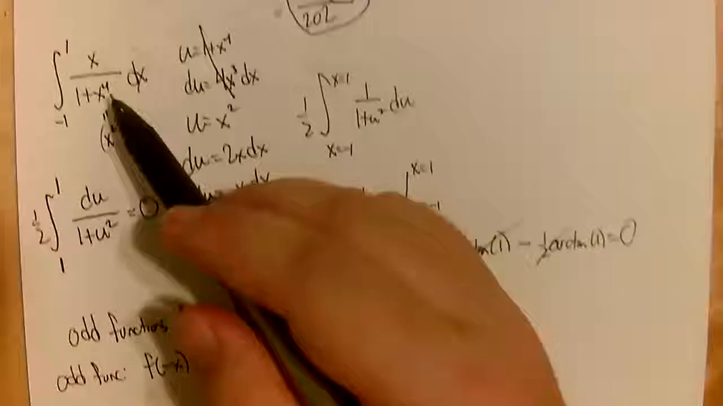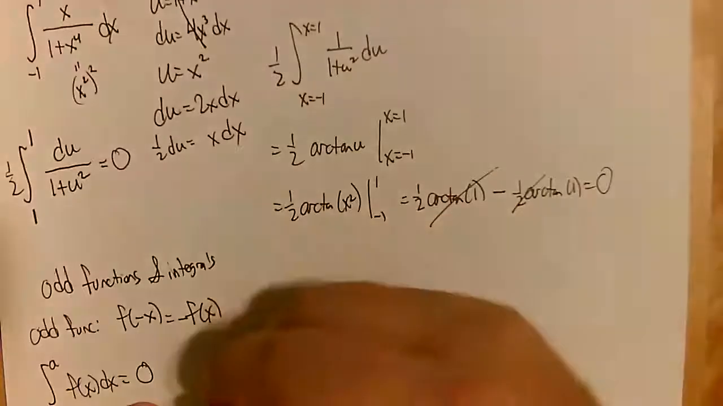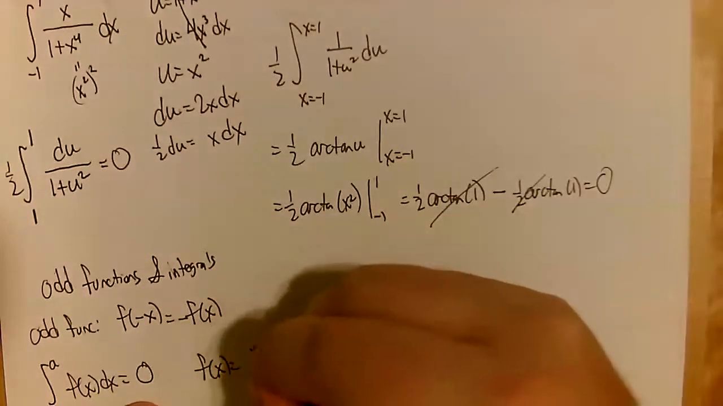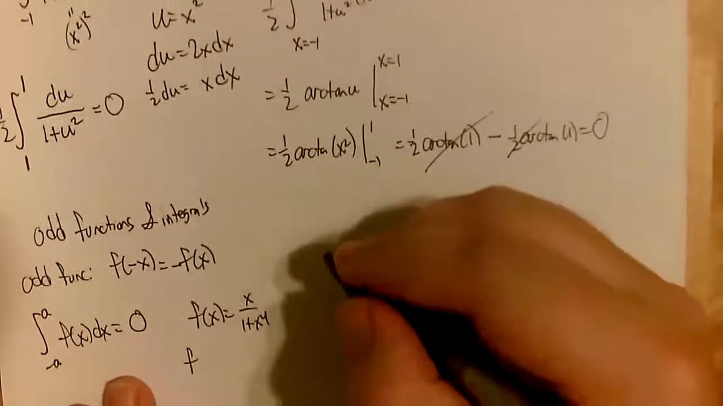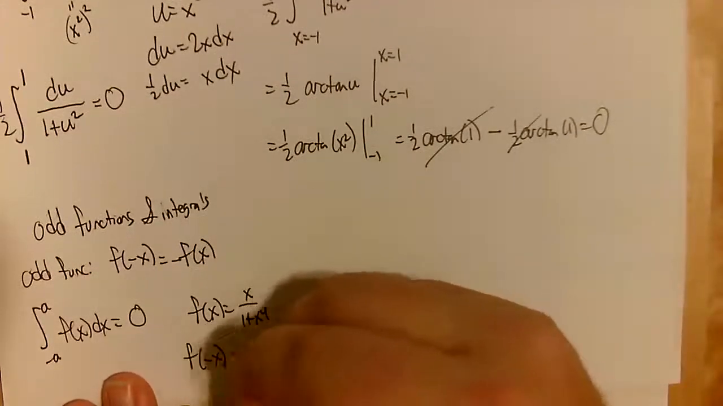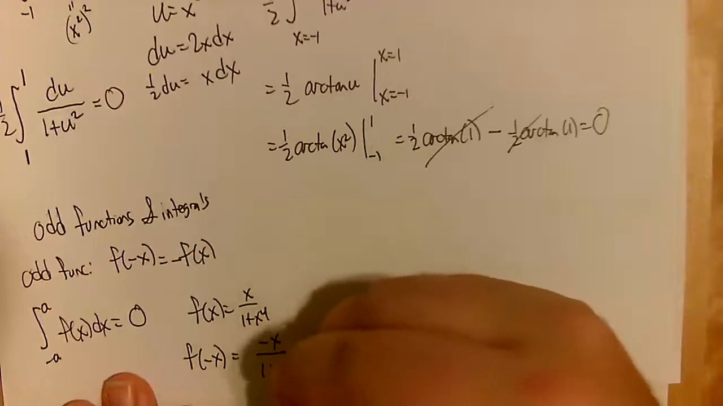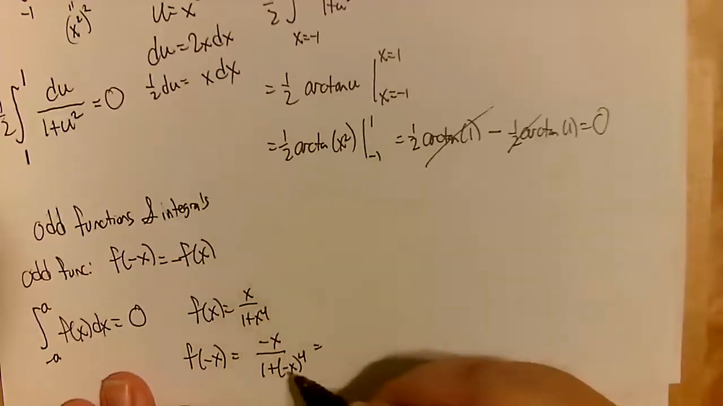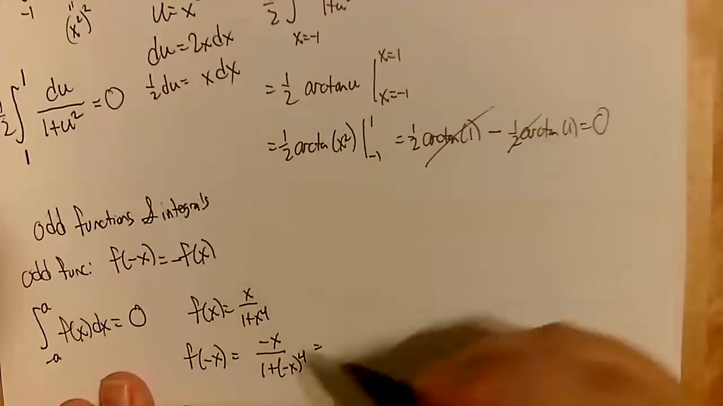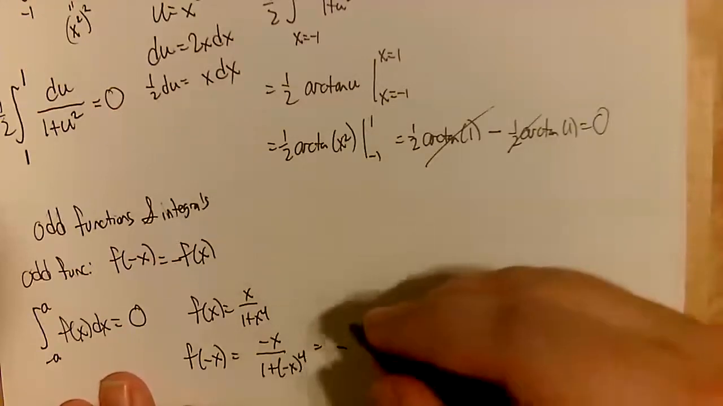And we can see that this is an odd function here. So let's say f of x is x over 1 plus x to the 4th, because f of negative x will be negative x over 1 plus negative x to the fourth. But a negative to the fourth will just be a positive, and I'm going to move this negative to the front.